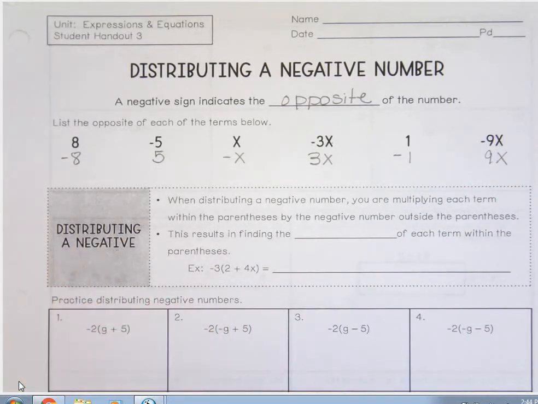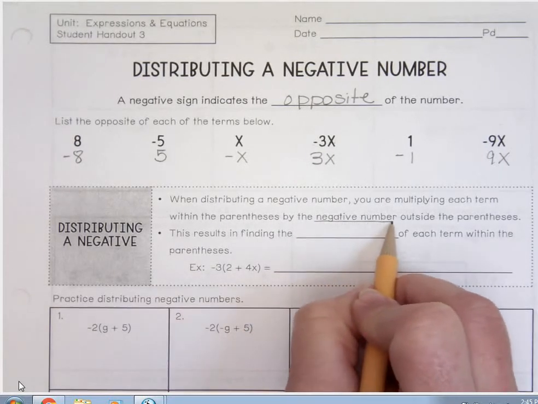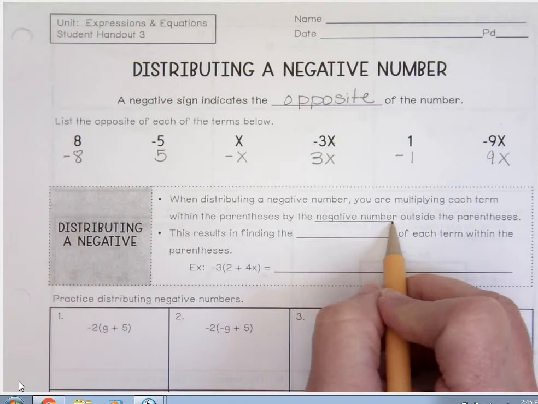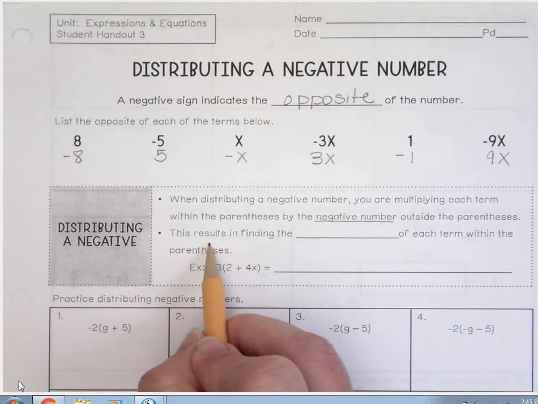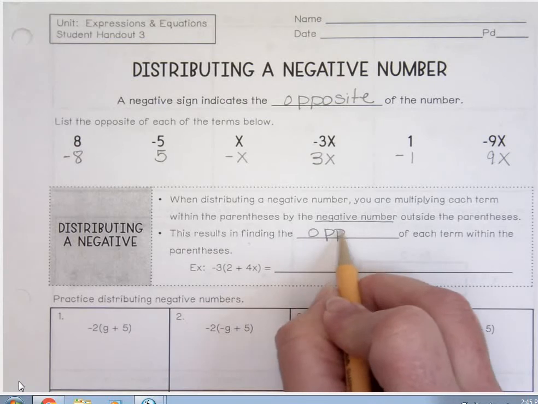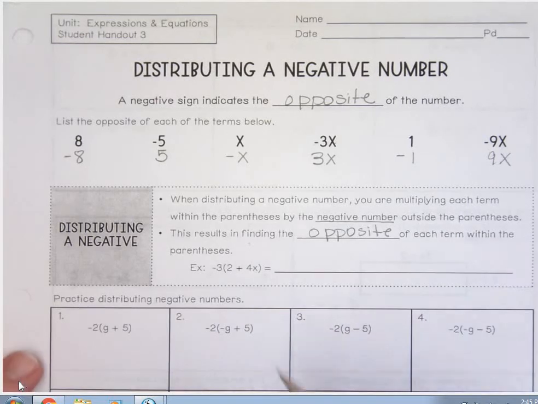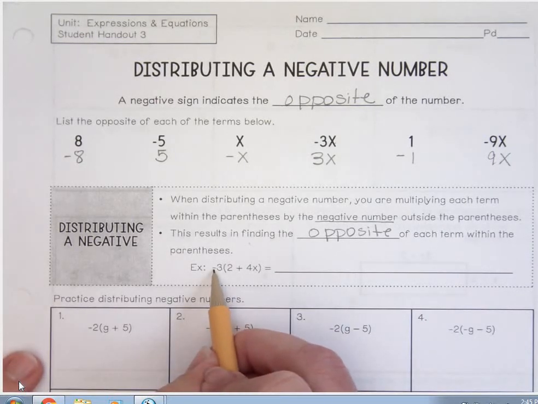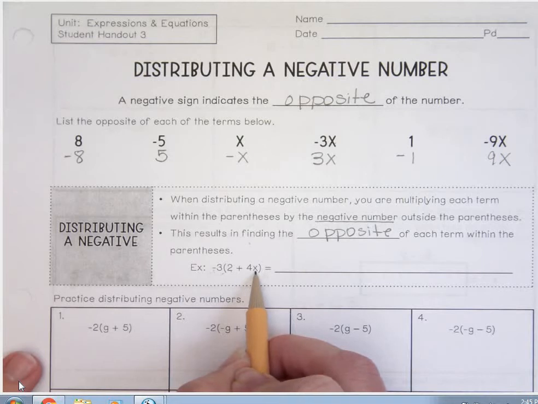When distributing a negative number, you are multiplying each term within the parentheses by the negative number outside the parentheses, just as you would if the number was positive. But this negative here results in finding the opposite of each term within the parentheses. For example, the negative 3 is going to make the positive 2 become its opposite, and the positive 4x become its opposite.